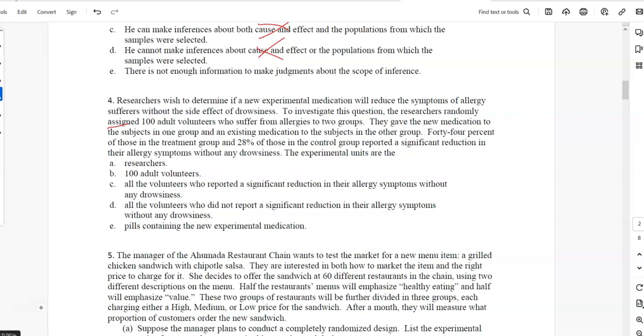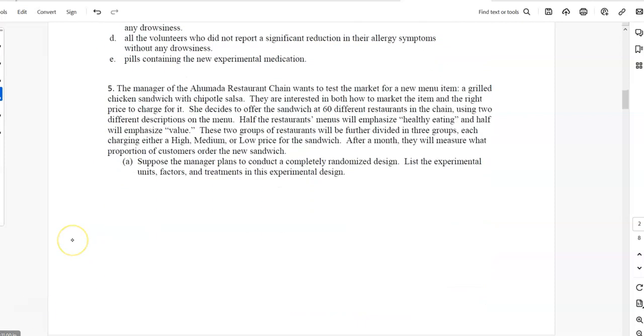The experimental units are, they give the new medication to the subjects in one group, existing medication in the other. Okay, so we found that. The question is experimental unit. So that's the people or animals or things that are being experimented on. In this case, it looks like they had 100 volunteers. So it's got to be that one. The silly answer is researchers. We took a sample, but none of those other ones are good. It's got to be B. Pretty straightforward there.